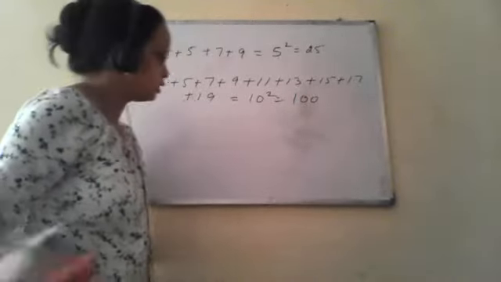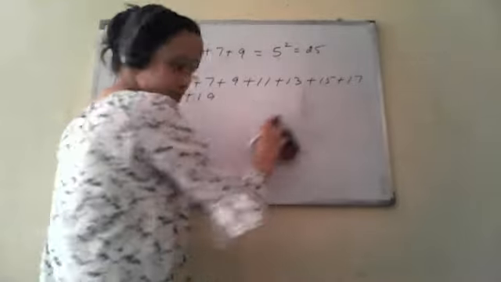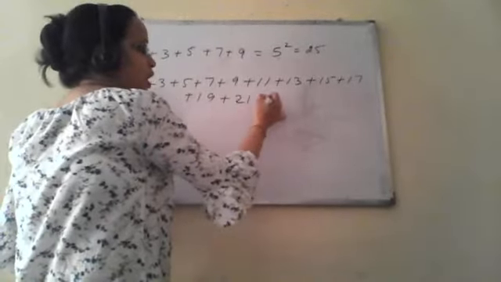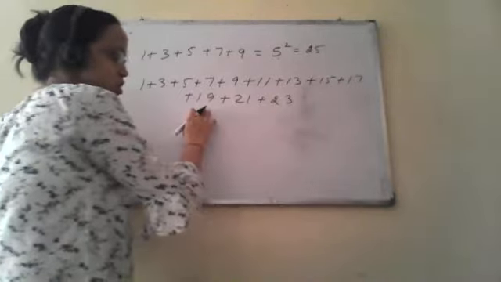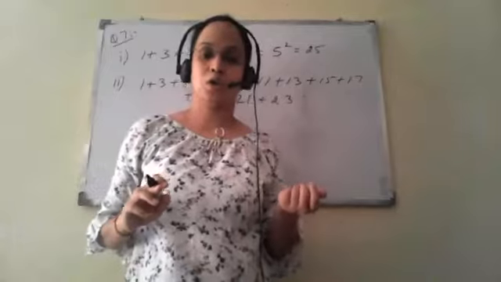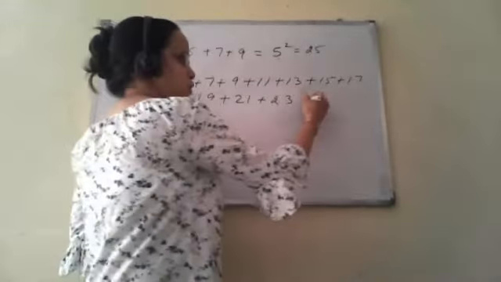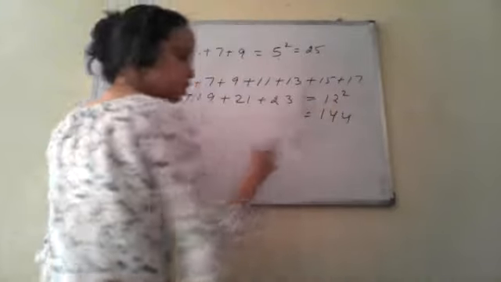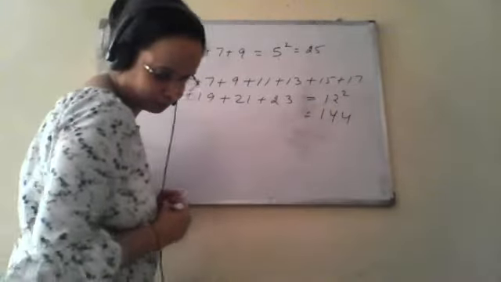Clear? And the third part is just that they have added two more numbers, that is 21 and 23. So it was 10, 11, 12. They are the first 12 consecutive odd numbers. Clear? So you write 12 square, which comes out to be 144.